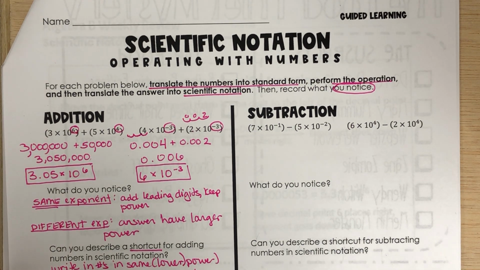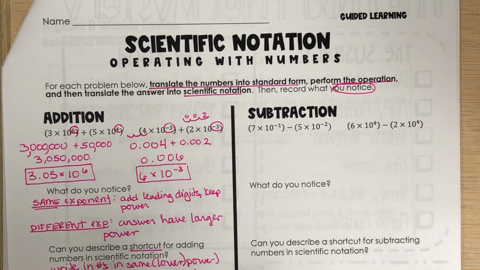Now I have the same power, which is nice. Now I can just add my leading digits. That's 305 times 10 to the 4th. And then if I need to adjust, I can. I know that I cannot write this as 305. My number has to be between 1 and 10, so I'm going to move my decimal place over.